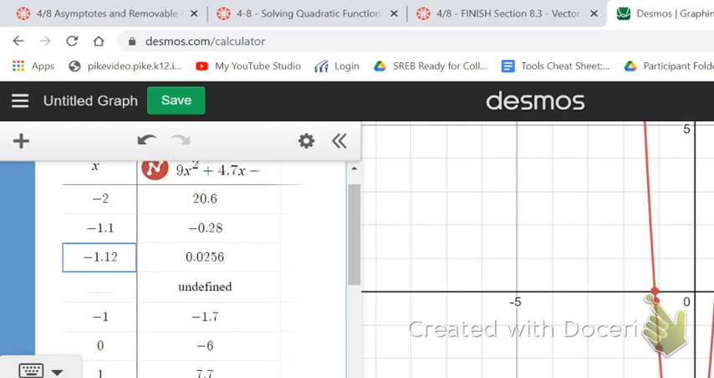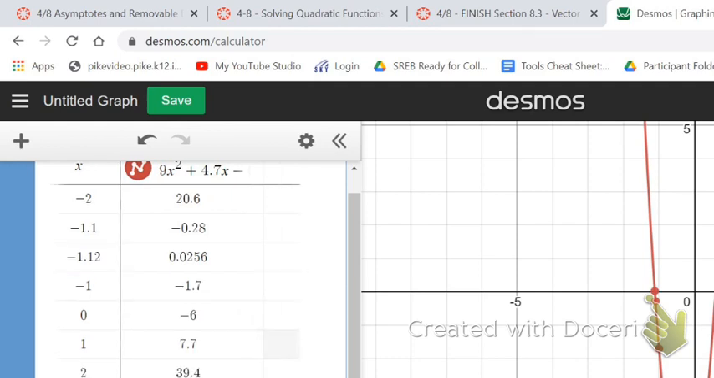-1.1 and -1.12, when it switches between a negative and a positive, I know it had to cross 0 there. Because if it starts negative and then the next number is positive, it had to go over that 0 line, right? All right, so we've kind of estimated this one.